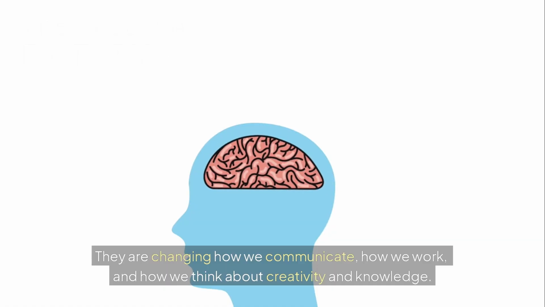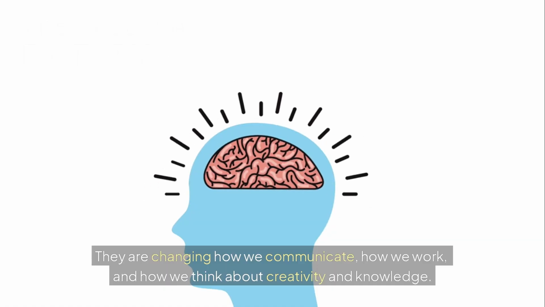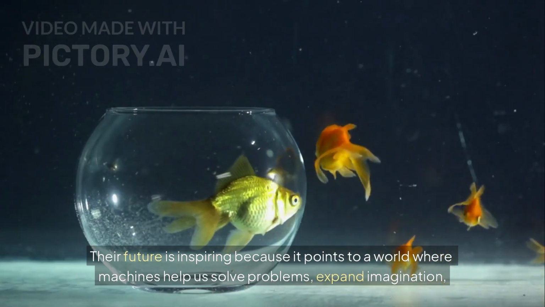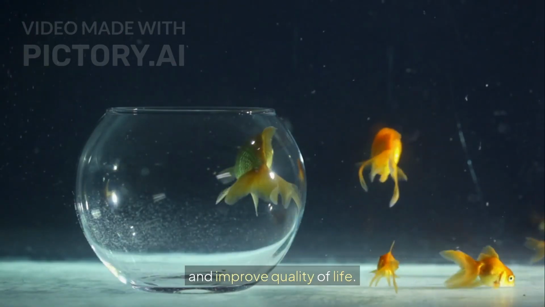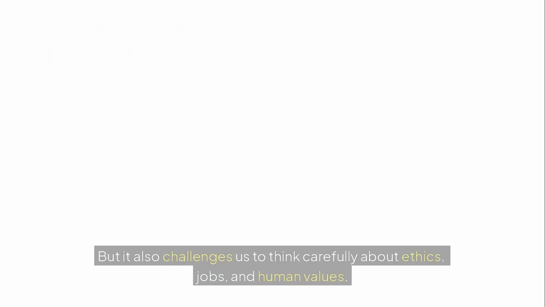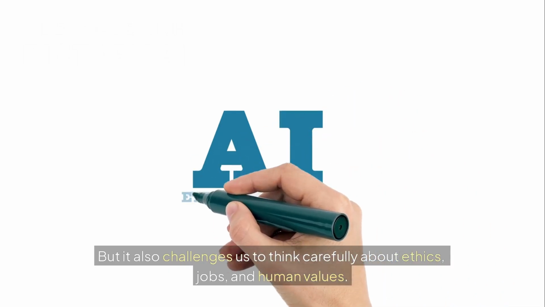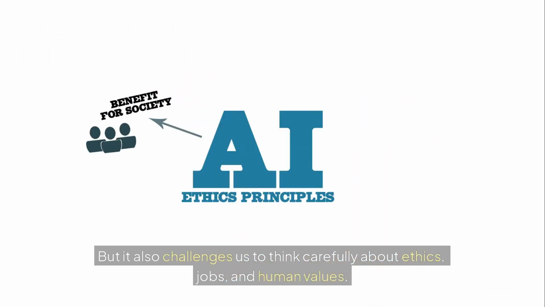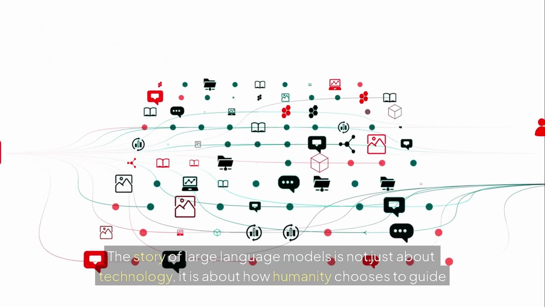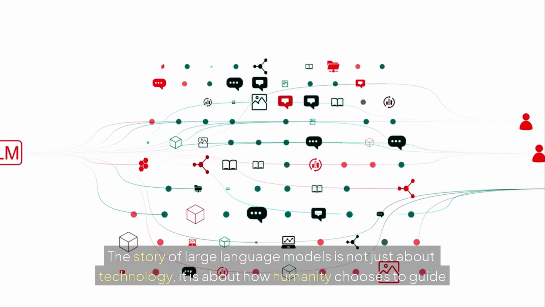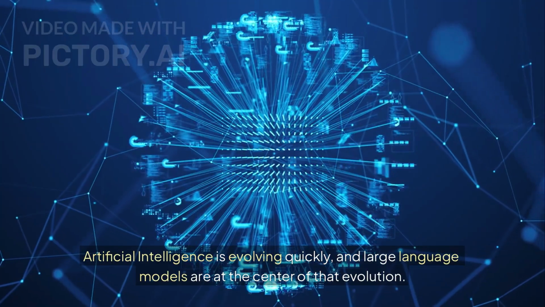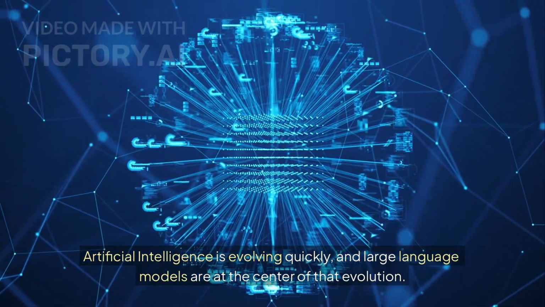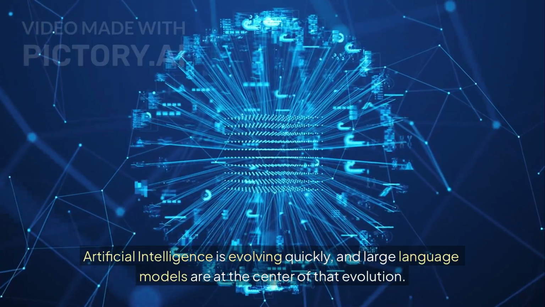They are changing how we communicate, how we work, and how we think about creativity and knowledge. Their future is inspiring because it points to a world where machines help us solve problems, expand imagination, and improve quality of life. But it also challenges us to think carefully about ethics, jobs, and human values. The story of large language models is not just about technology, it is about how humanity chooses to guide and integrate them. Artificial intelligence is evolving quickly, and large language models are at the center of that evolution.